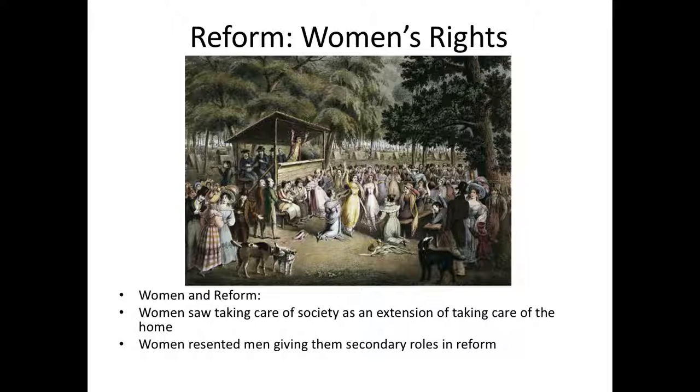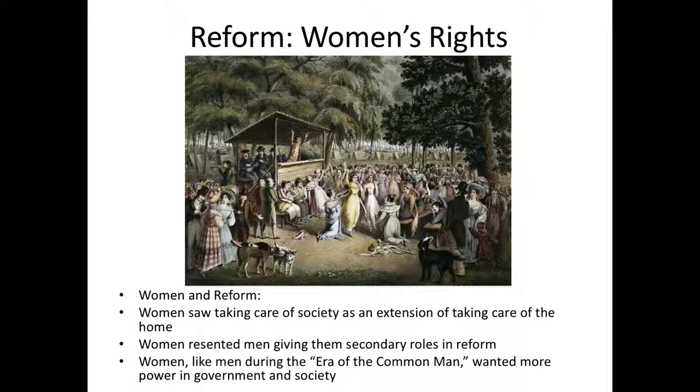So eventually, there will be some women that resist this notion. They resist this idea of feeling like they're in a secondary role, and they're going to say that we need to have this era include the common women. So women, like men during the era of the common man, are going to want to have more power in government and society, and they're going to start pushing for the right to vote too.